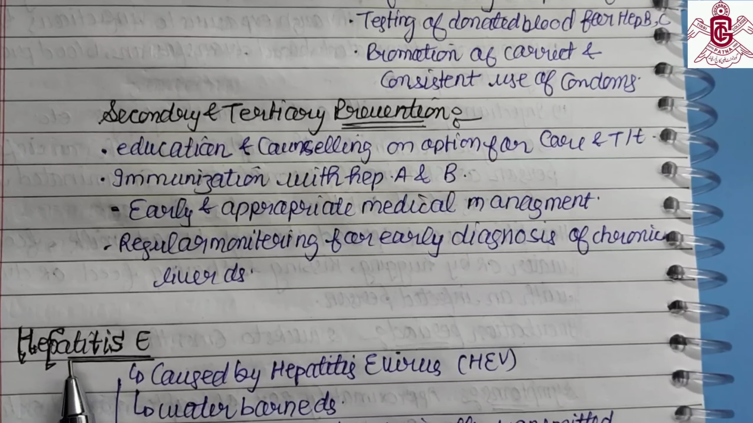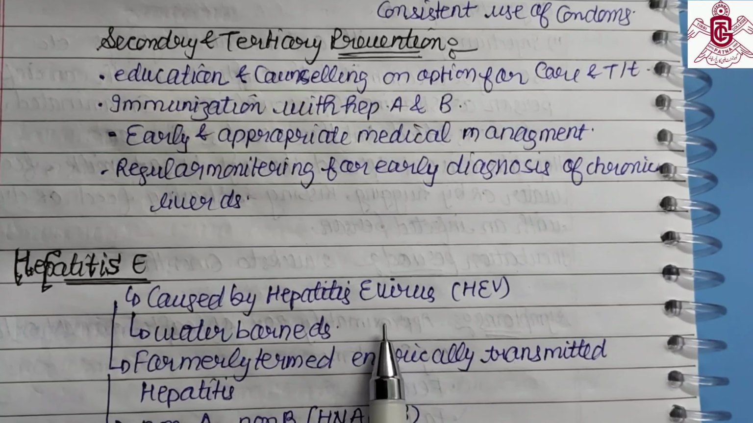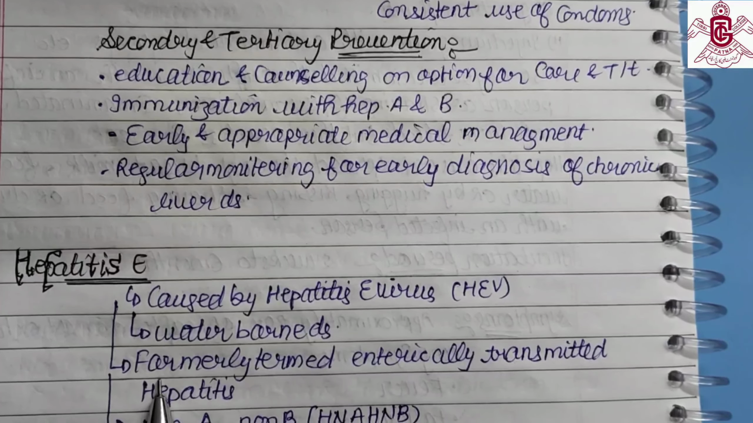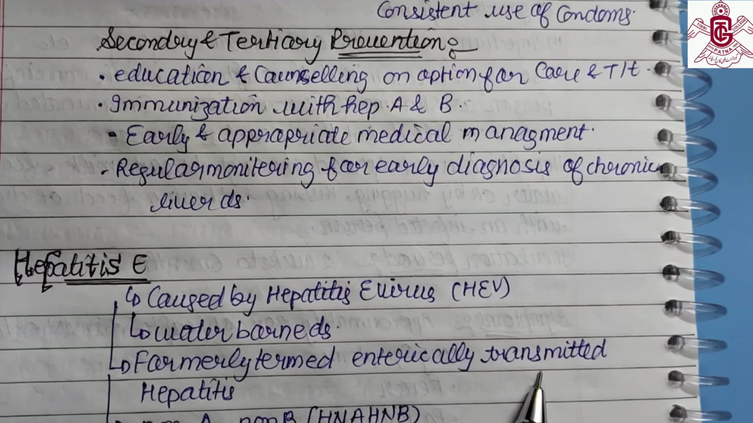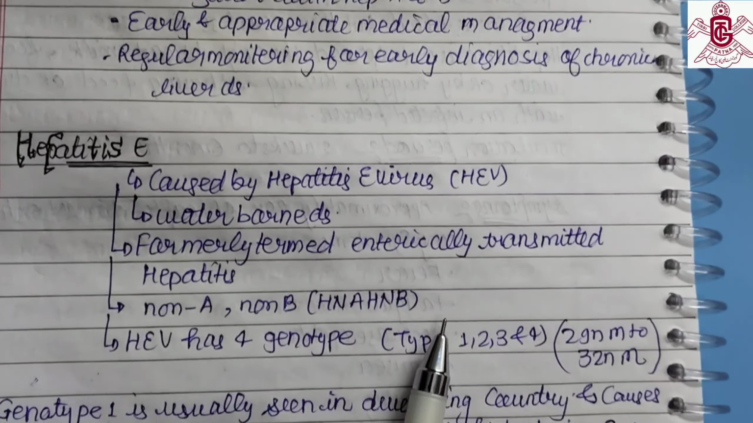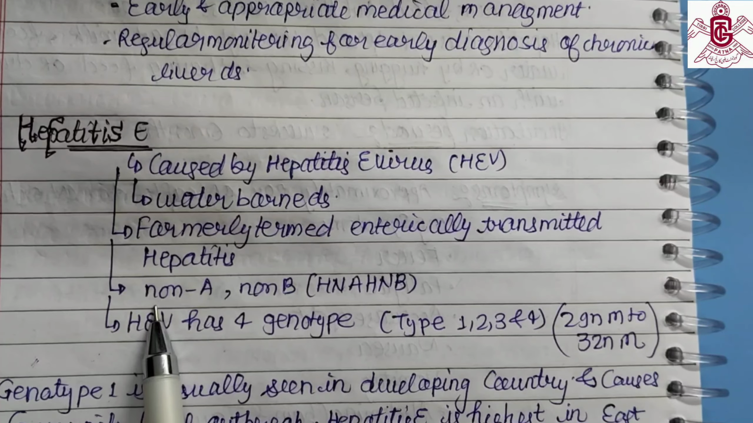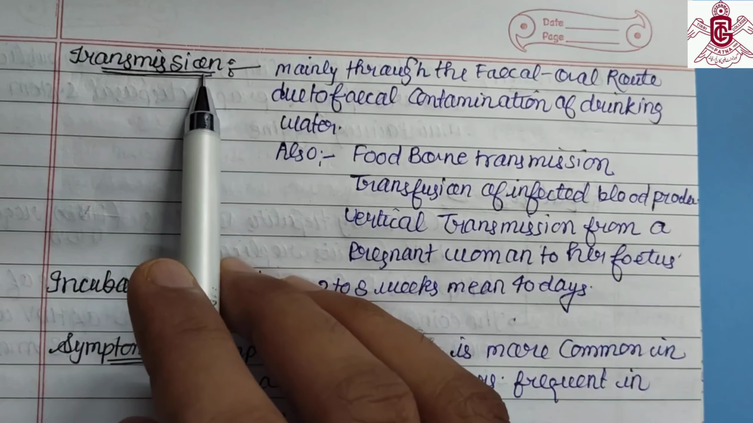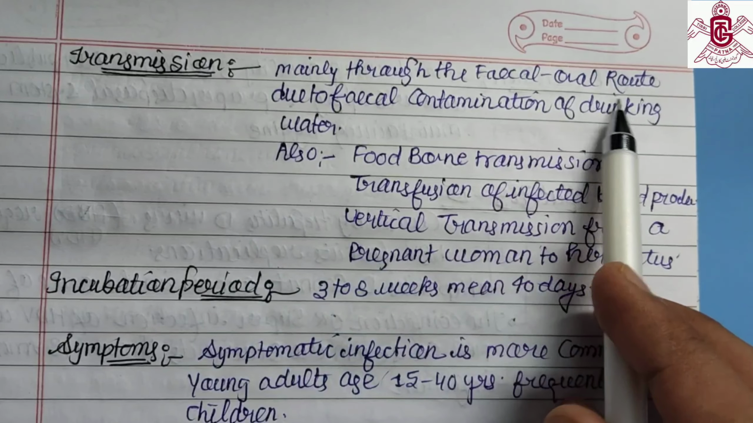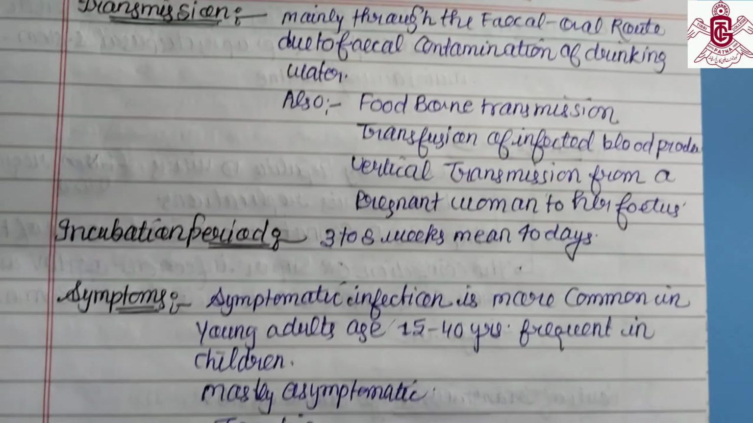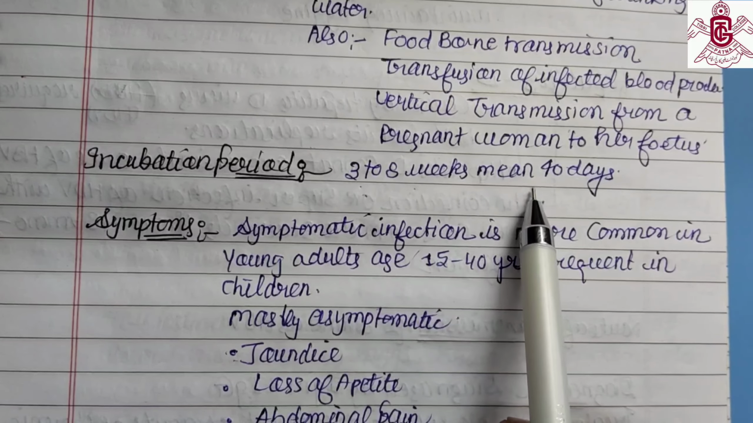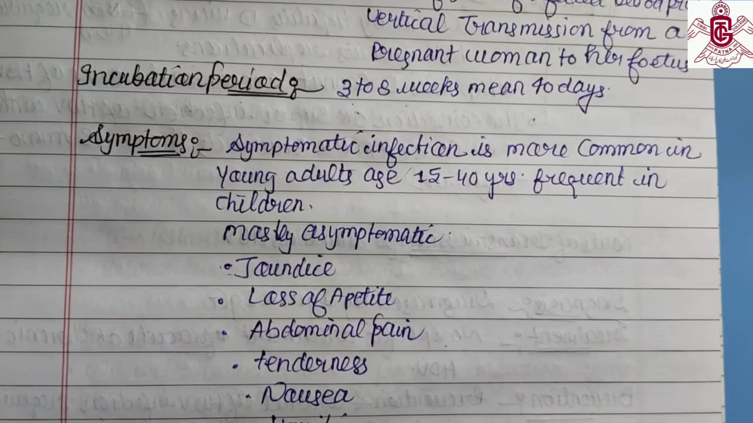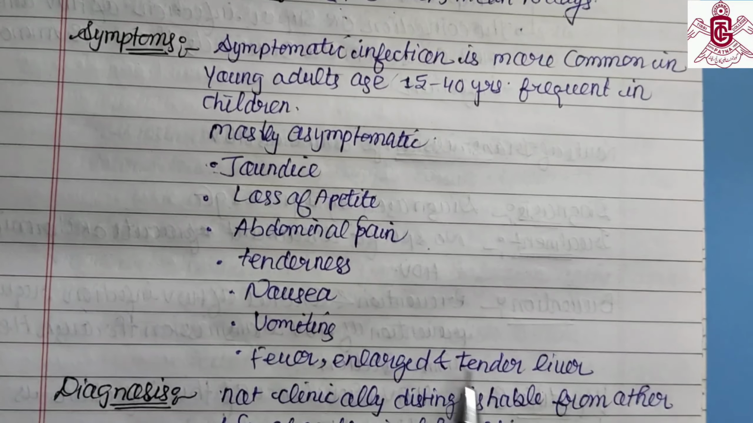Now we will start with hepatitis E, caused by the hepatitis E virus, HEV. It is a waterborne disease, formerly termed enterically transmitted non-A, non-B hepatitis. The hepatitis E virus has four genotypes: types 1, 2, 3, and 4. Transmission is by the fecal-oral route due to fecal contamination of drinking water. The incubation period is 3 to 8 weeks, mean 40 days. Symptoms are jaundice, loss of appetite, abdominal pain, tenderness, nausea, vomiting, and fever, with an enlarged, tender liver.